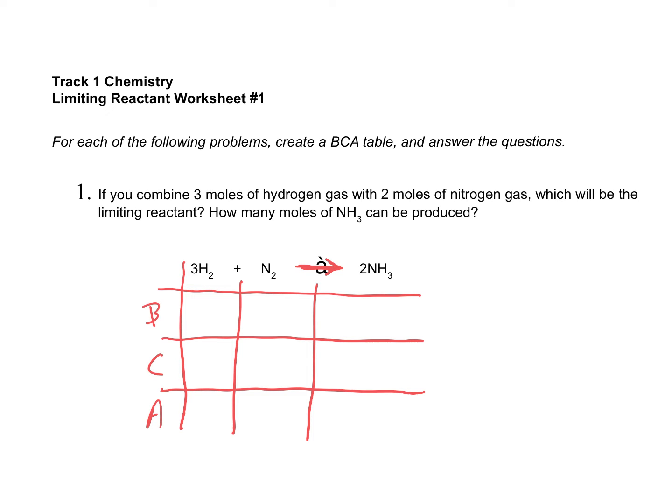All right. So in this problem, we're going to combine 3 moles of hydrogen. I'm just going to put a 3 there, and 2 moles of nitrogen, and which is going to be the limiting reactant, and how many moles of ammonia can we produce. In the before part, of course, we haven't made anything yet, so the amount of ammonia is 0. Okay, so we are given an amount of hydrogen and nitrogen, and we have to decide which of these are we going to run out of.